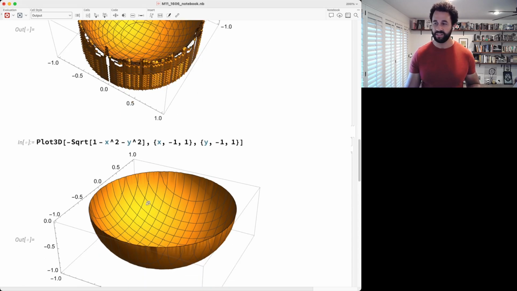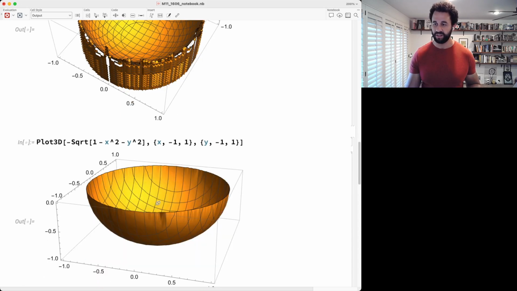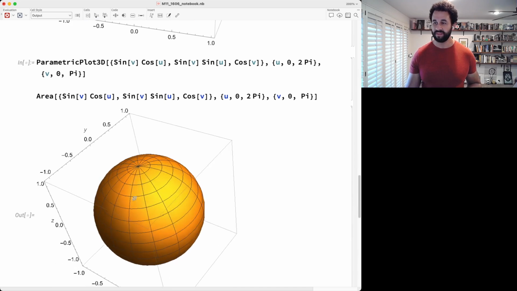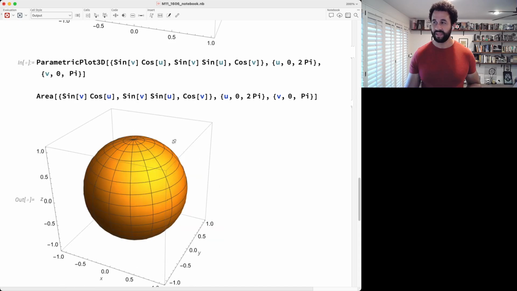Here it is using plot 3D. Again, it's a little bit nicer, but you still get those waves right at the equator. Now let's look at what it looks like when we use our spherical parameterization. Boom. There it is. And this is it, right?